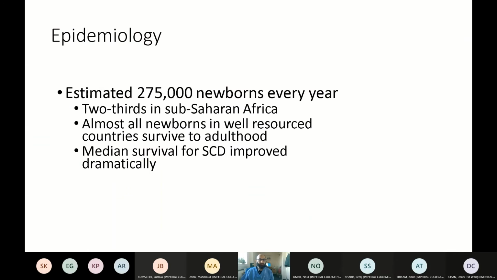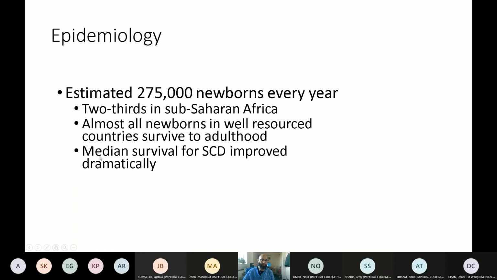So this is a bit out of place, but before we talk about the new therapies, just to put into context the scale of the problem, both globally and in the UK, how many patients we're talking about that have sickle cell disease. So here you can see that it's a very significant global problem with an estimated 275,000 newborns every year, of which the majority are in sub-Saharan Africa.